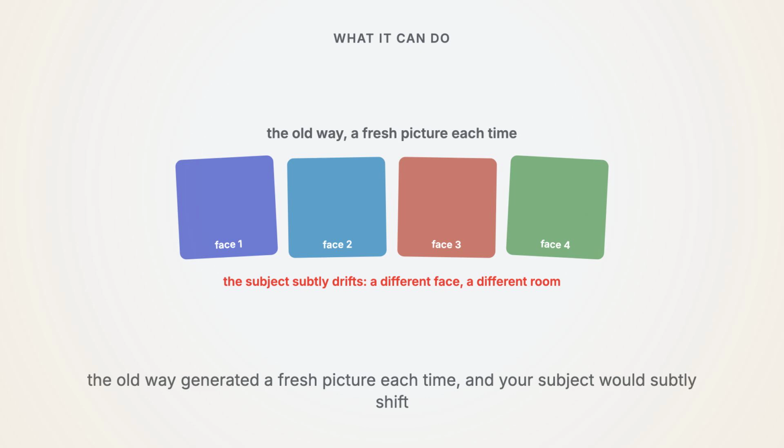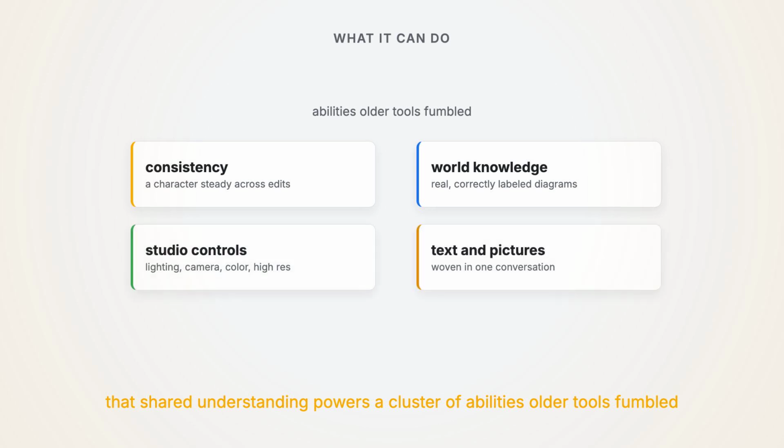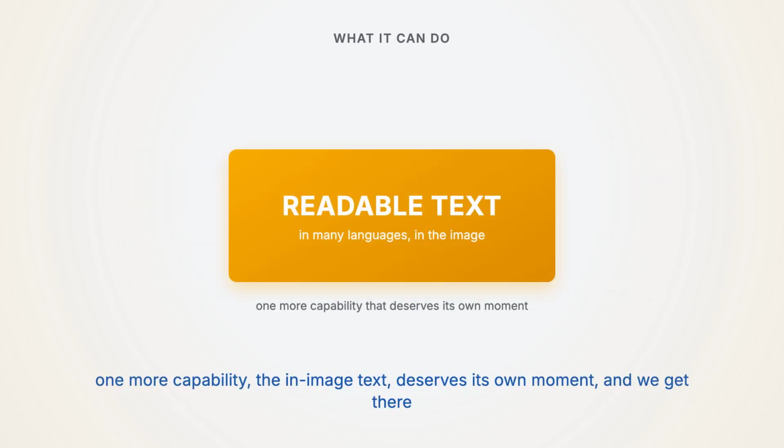That same shared understanding powers a cluster of abilities older tools fumbled. Consistency, holding a character or object steady across many edits, keeping resemblance for several people and fidelity for over a dozen objects, so you can build a series of frames. World knowledge grounding, laying out a real infographic or a correctly structured diagram. The water cycle say, properly labeled, not just pretty. Studio controls, lighting and camera and color, plus high resolution. And it can weave generated text and pictures together in one flowing conversation. One more capability, the image text, deserves its own moment, and we will get there.